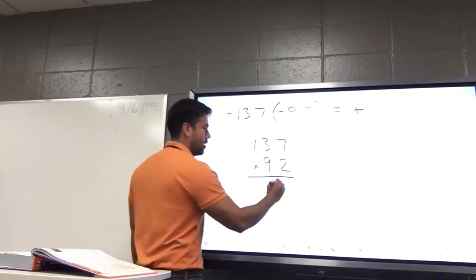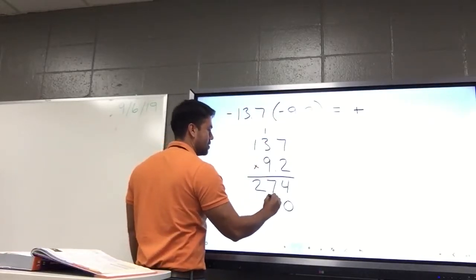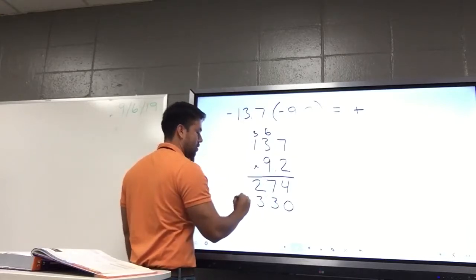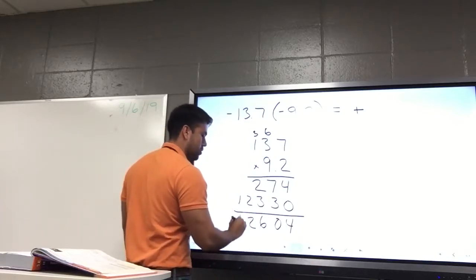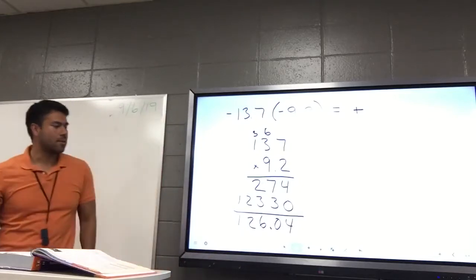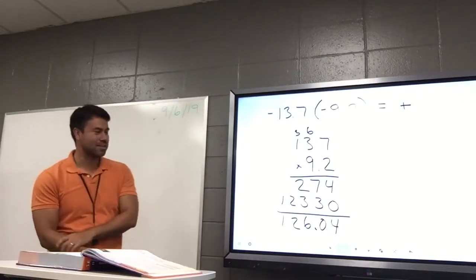All right, so we go 14, 7, 2, 0, 63, 27, 33, 12, 4, 10, minus 2, 1 decimal point. All right, guys, stay with me here. How many of you got 126.04? How many of you got negative 126.04?